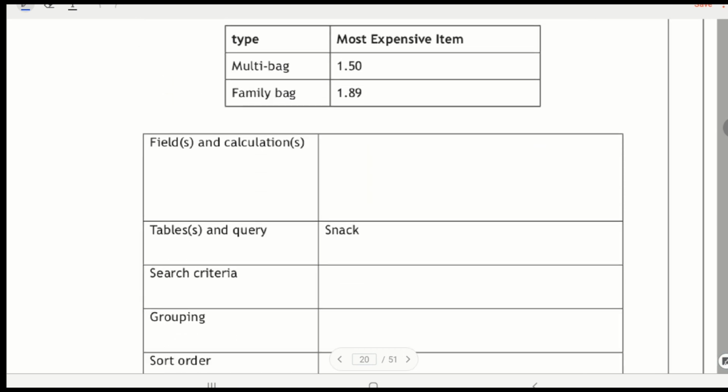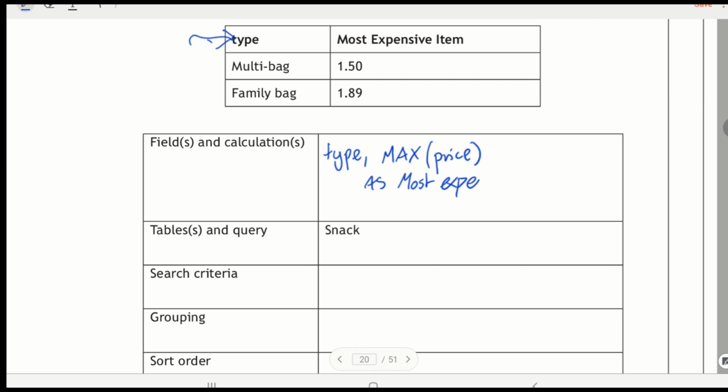If I start off with my fields and calculations, well, where I'm getting that is what's going in here, right, in this top row. So it's going to have type, and then most expensive item, but to work out most expensive item I need to use a function, so max price as most expensive item, and I'll put square brackets around that.